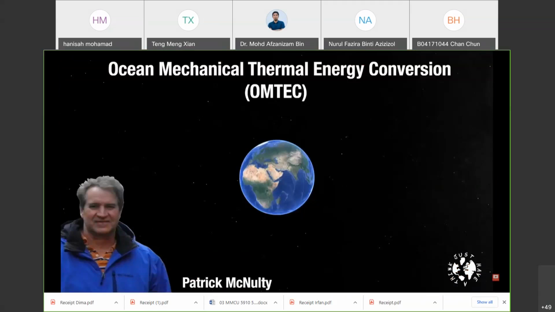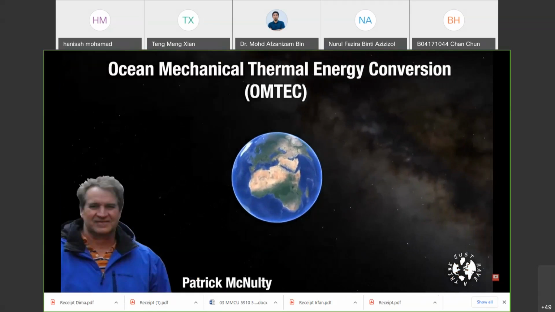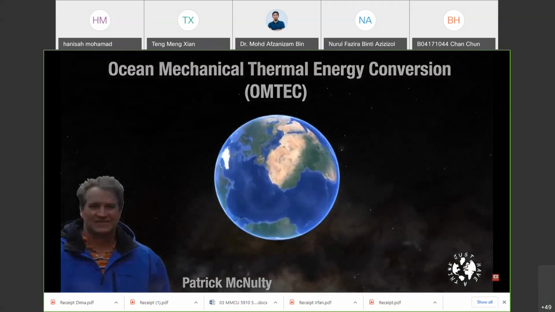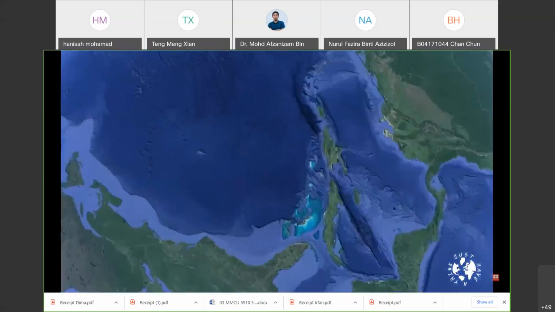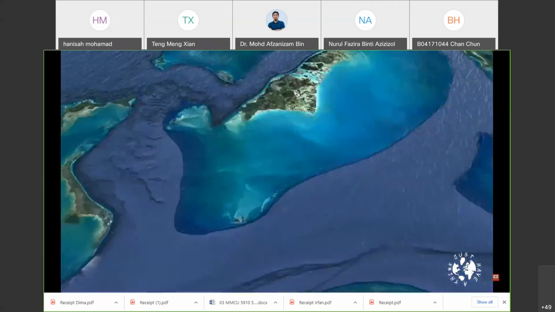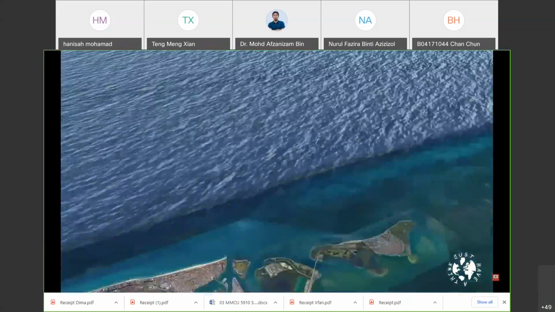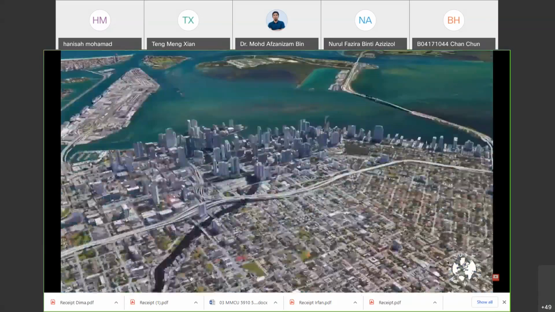The system is the brainchild of Patrick McNulty in the United States. Patrick has 33 years of experience in power plant operations as part of the Chemical Demilitarization Program of the United States government, and also the Florida Power and Light. This is Florida, Miami to be precise.